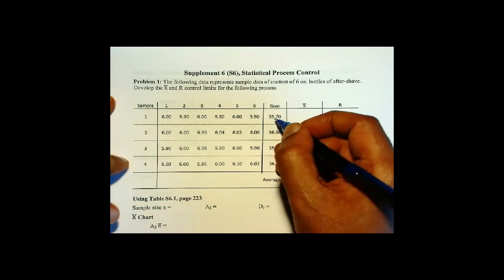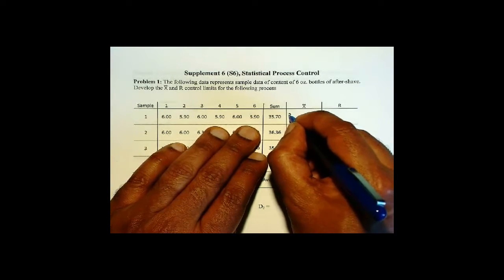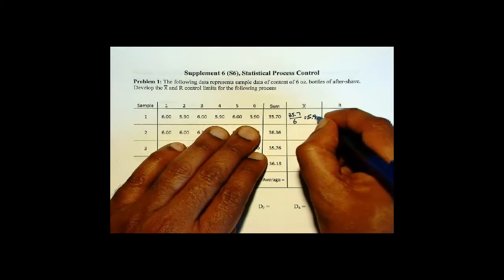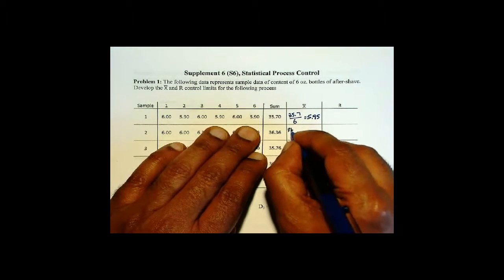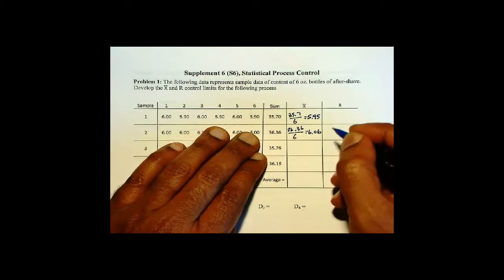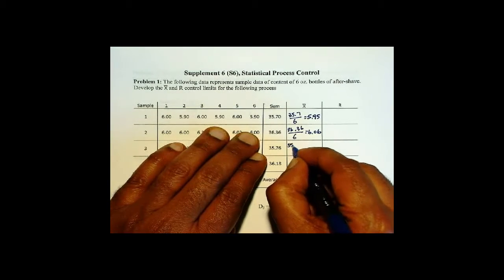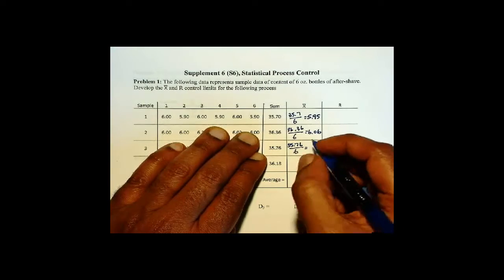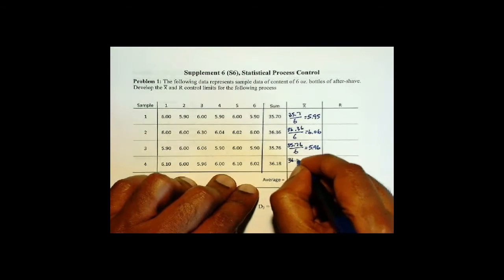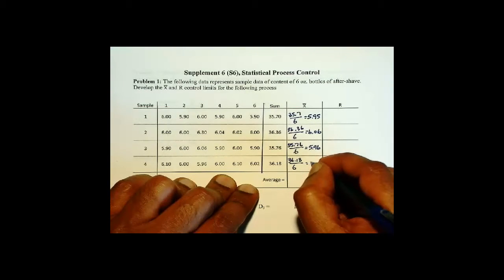So we have the sum for each of those samples. So X bar then is 35.7 over 6, which is 5.95. 36.36 over 6 is 6.06, and then 35.76 over 6 is 5.96, and then 36.18 divided by 6 is 6.03.